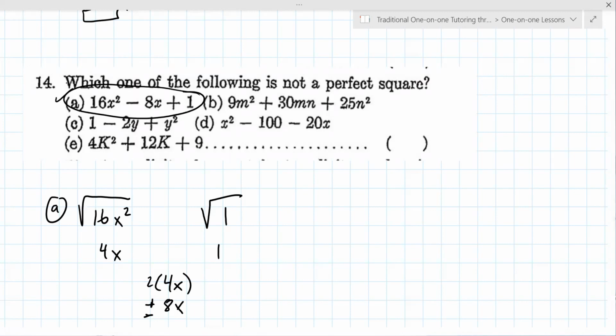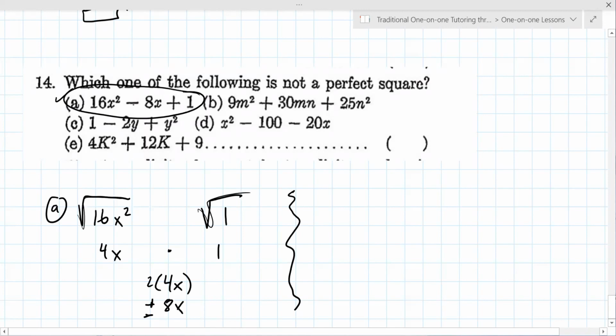Oh, wait, say that one more time. You have to take the square root of the first term and the square root of the last term, multiply them together, then double it. And if that matches the middle term, you're in good shape. Oh, so this one doesn't match it. It does. It's minus 8x.